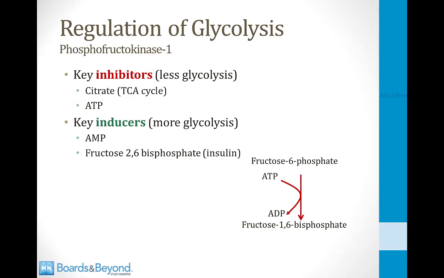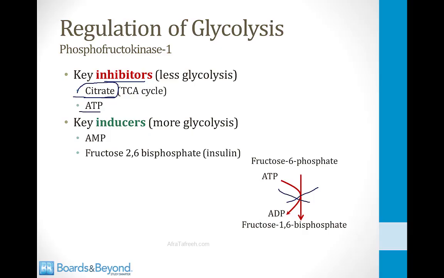And you know that glycolysis generates energy. Therefore, it should make intuitive sense to you that this step is inhibited by things that represent a high energy level in the cell. Citrate comes from the tricarboxylic acid cycle or the citric acid cycle. So when levels of citrate are high, the cell has plenty of energy, and therefore it's going to want to inhibit this step and slow down glycolysis.